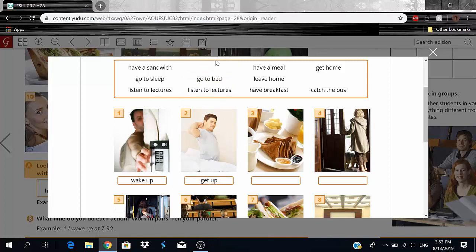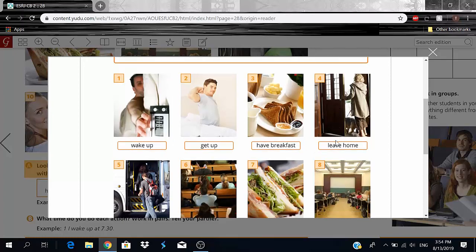And then number 3, this one should be pretty obvious. It's a picture of food, and it's a meal that almost all of us have. What is it? That's correct. It's breakfast. So have breakfast. And then number 4, this one's simple. Leave home. Okay, you guys? So wake up, get out of bed, have breakfast, and leave home.